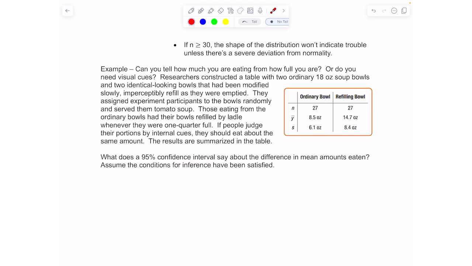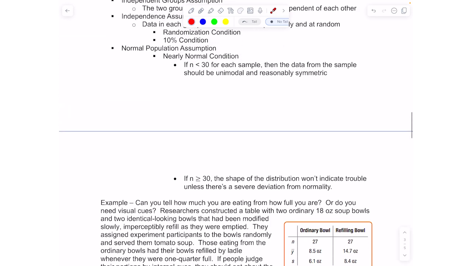So what does a 95% confidence interval say about the difference in mean amounts eaten? Assume the conditions for inference have been satisfied. So again, we would say that the two samples are independent of each other, like the people eating out of the ordinary bowl would have no influence on the people that are eating from the refilled bowl. It does tell us that it was a random group of people, and we know that 27 in each group is less than 10% of the population of people. We would assume that it would probably be unimodal and reasonably symmetric since they're less than 30.